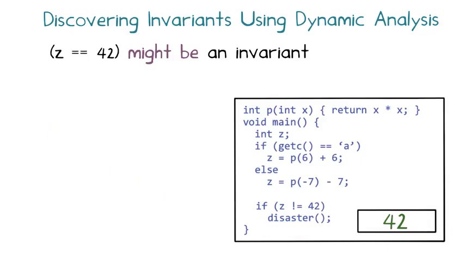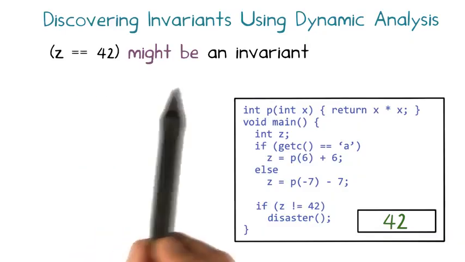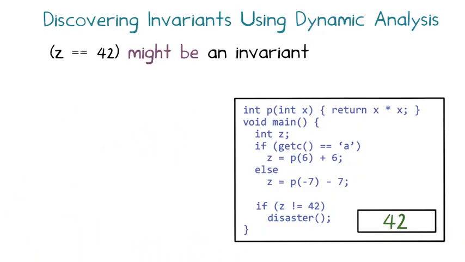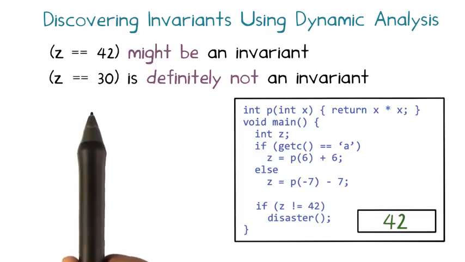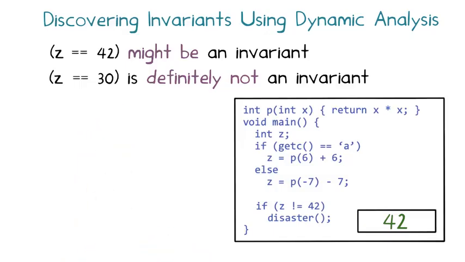This is not to say that dynamic analysis is useless. For one, the information that z might be 42 could be a useful fact. More importantly, DICON can conclusively rule out entire classes of invariants even by observing a single run. For instance, from any run of this example program, DICON can conclude that z equals c is definitely not an invariant for any c other than 42, such as 30. On the other hand, to conclusively determine that z equals 42 is an invariant and therefore showing that the program will never call disaster, we need static analysis.